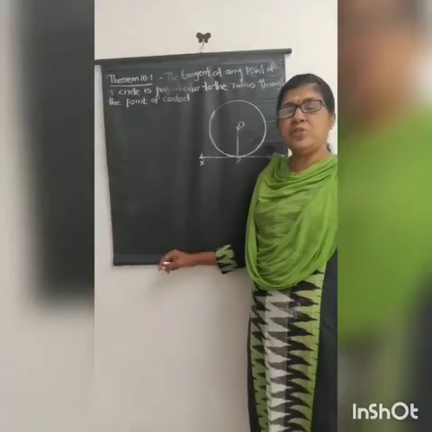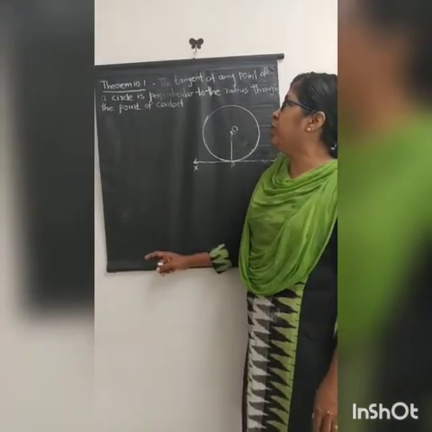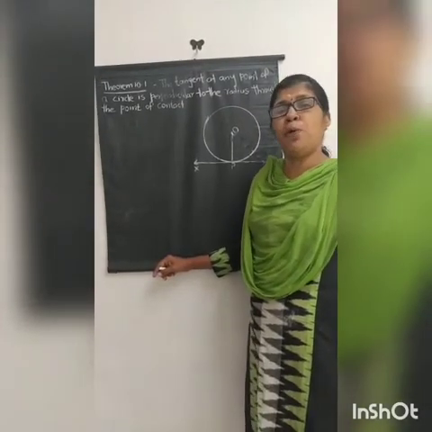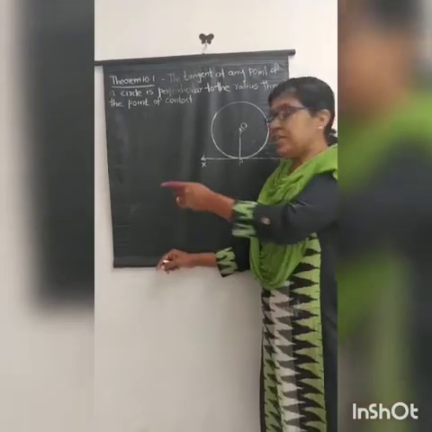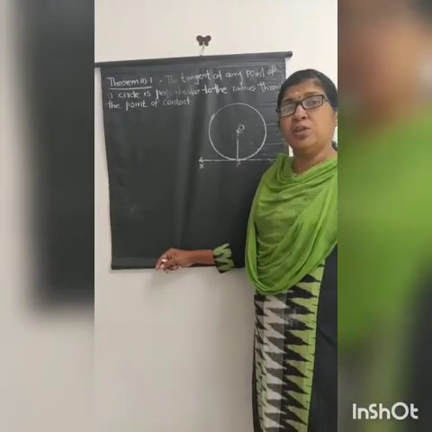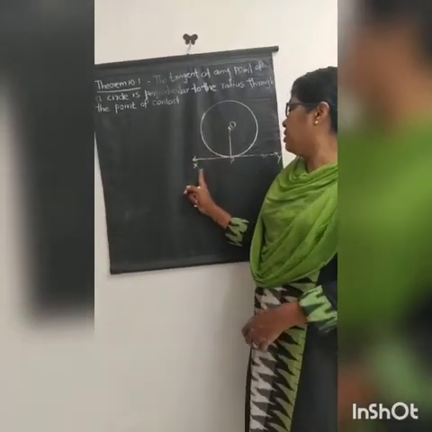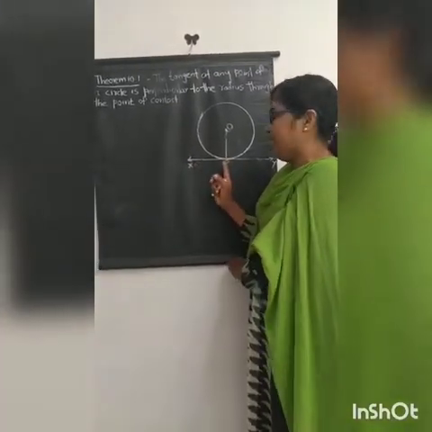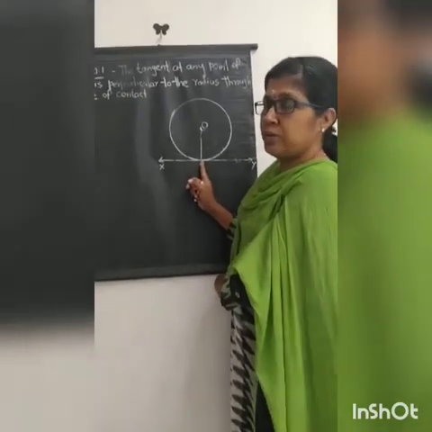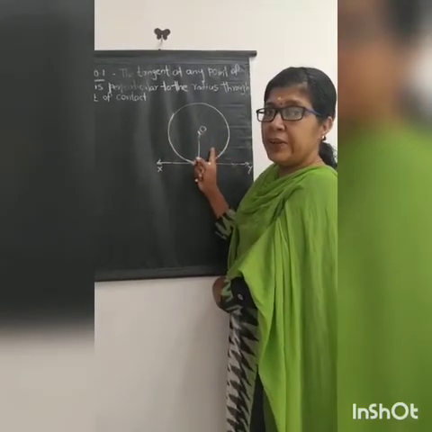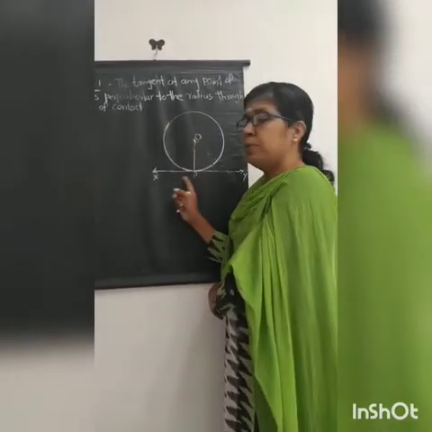Okay? Next, we can study another property of a tangent. That is theorem 10.1. What is theorem 10.1? The tangent at any point of a circle is perpendicular to the radius through the point of contact. So we have to draw a circle with the center O and XY is a tangent at P. That is, P is the point of contact. OP is the radius through the point of contact. So what is given? Given a circle with the center O, XY is a tangent at P. Then what do we have to prove? We have to prove OP is perpendicular to XY.